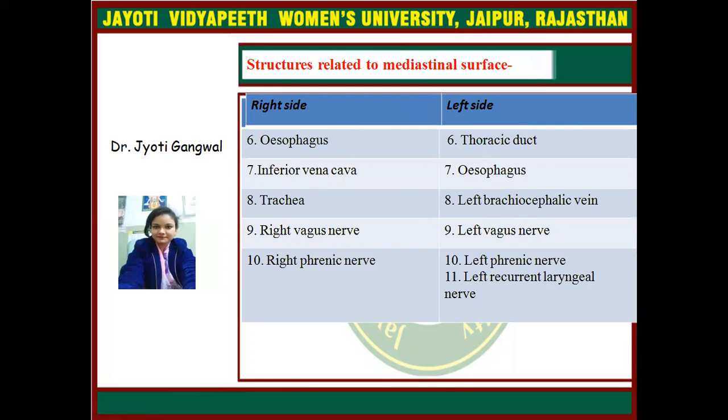Right side, inferior vena cava. Left side, esophagus. Right side, trachea. Left side, left brachiocephalic vein. Right side, right vagus nerve. Left side, left vagus nerve. Right side, right phrenic nerve. Left side, left phrenic nerve.